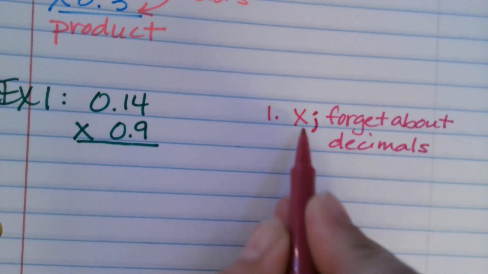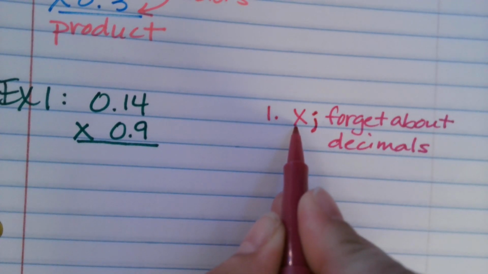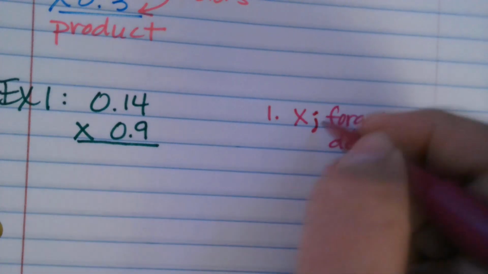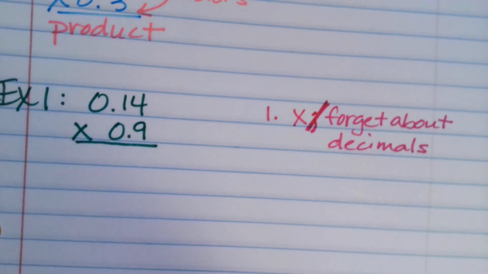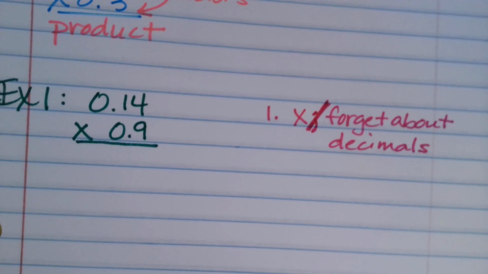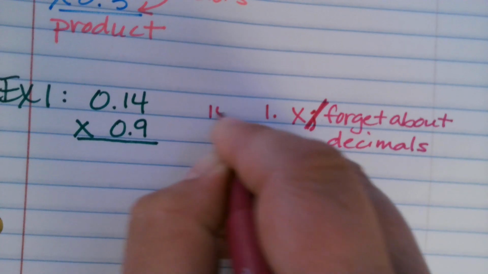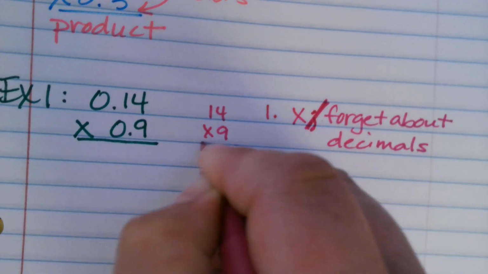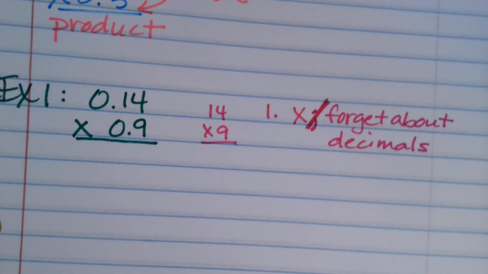Okay, so I want you to just multiply. And you could even just do it like this if you want. Forget about the decimals. You're just going to multiply like they're regular old numbers. So really, it might as well be 14 times 9. Don't worry about those zeros. Don't worry about any of that. You're just going to multiply like you always do.